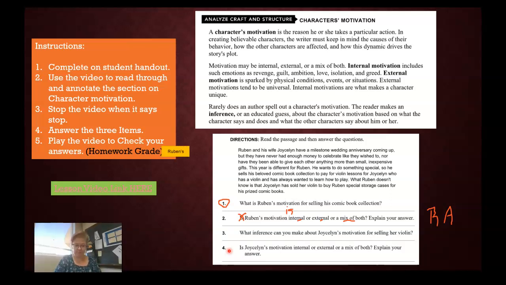Reuben's motivation is blank because the text says, and then you're going to tell us what the text says. So again, you might want to pause and fill in this answer.